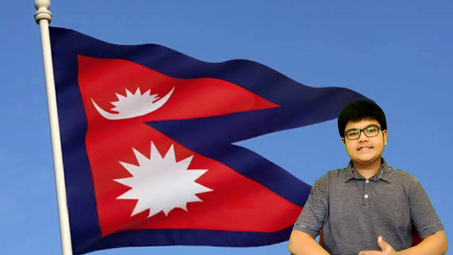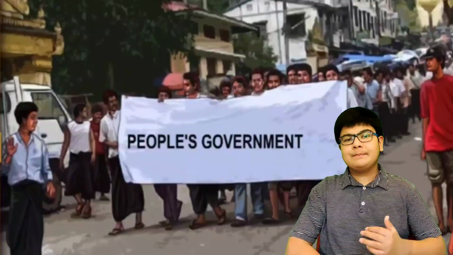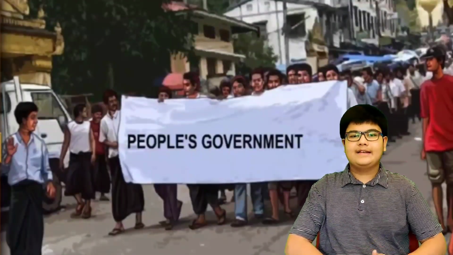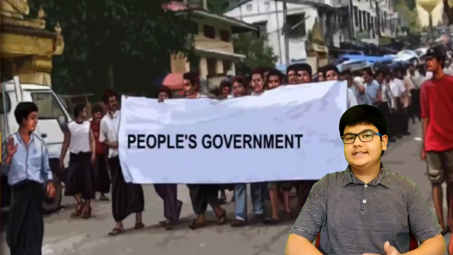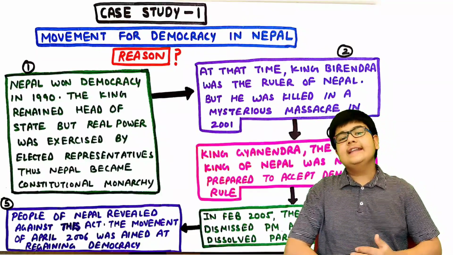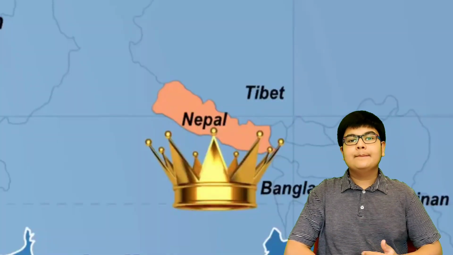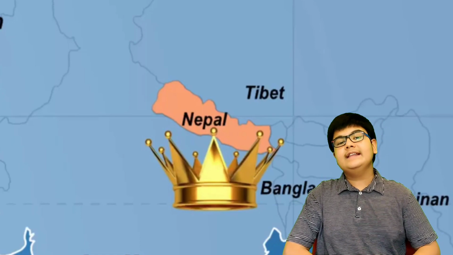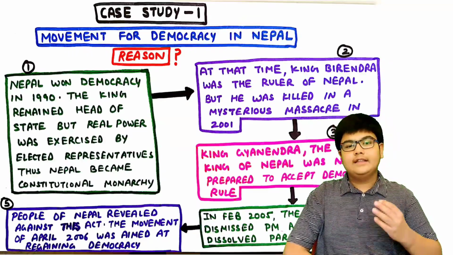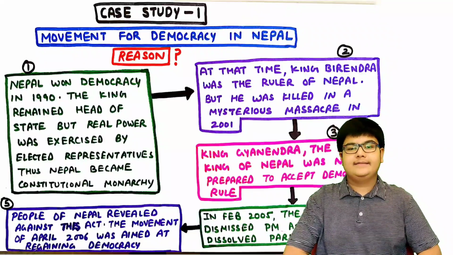The first case study is about Nepal. In 2006, there was a people's movement for democracy in Nepal. First, let us see its reasons. Nepal became a democracy in 1990. The king remained the head of the state, but the real power was with the elected representatives. Thus, we can say that Nepal became a constitutional monarchy.